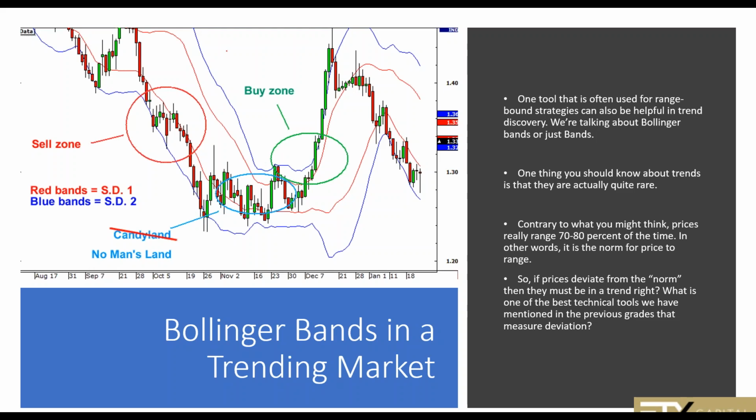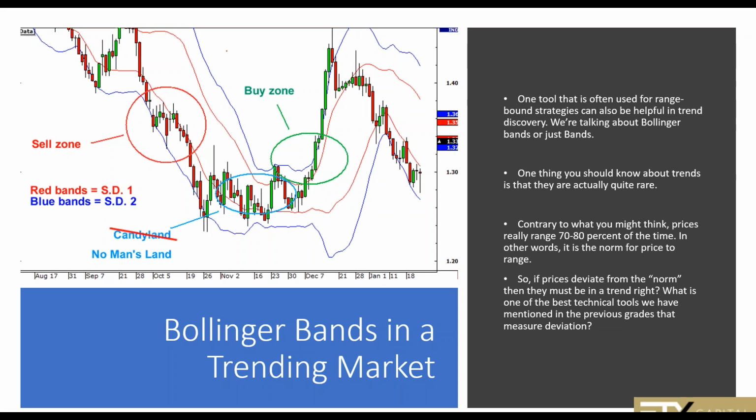We can also use Bollinger Bands to help. And Bollinger Bands is one of the indicators that works extremely well with trend lines. So one tool that is often used for range-bound strategies can also be helpful in trend discovery. And we're talking about Bollinger Bands or just the bands.